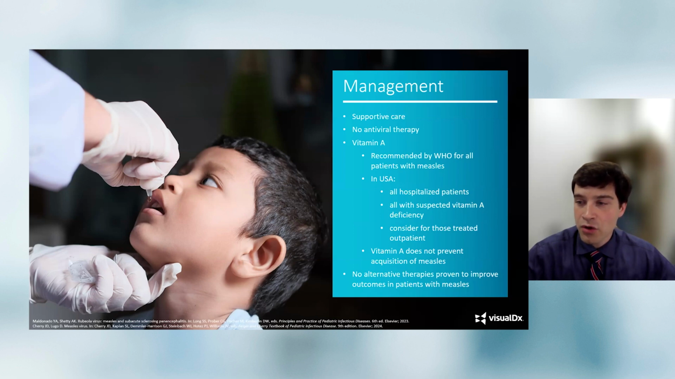In the United States, though, where vitamin A deficiency is not as common, technically the recommendation that we have is to give vitamin A to all patients with measles. Although often when we're giving recommendations, I would recommend this for patients with severe enough disease to be hospitalized, all who have suspected vitamin A deficiency or malnutrition, and then only consider it for those with more mild cases that are being treated as an outpatient. Vitamin A, though, does not prevent the acquisition of measles. It can modify the severity of the disease. And no other alternative therapies have been proven to improve outcomes in patients with measles.